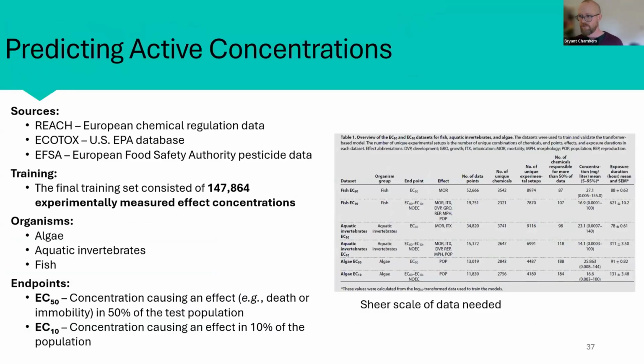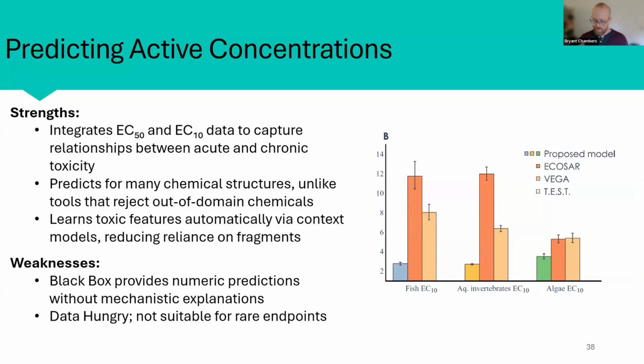This takes a lot of data. So here they use sources for REACH, ECOTOX, and EFSA, looking at a final training data set of 150,000 experimentally measured effect concentrations, and they have to map this into 3 organisms. So just giving you an idea of what this looks like. What this leads to is something that's pretty cool. Integrating the EC50 and the EC10 data to capture those relationships, it's able to then understand the entirety of where this thing is going to become active.